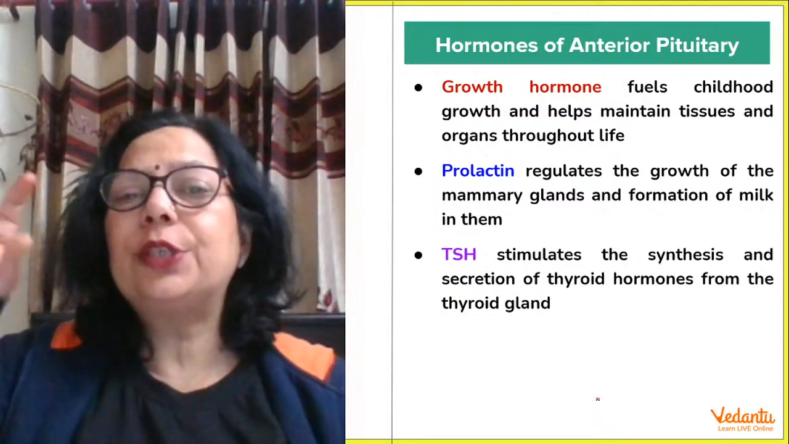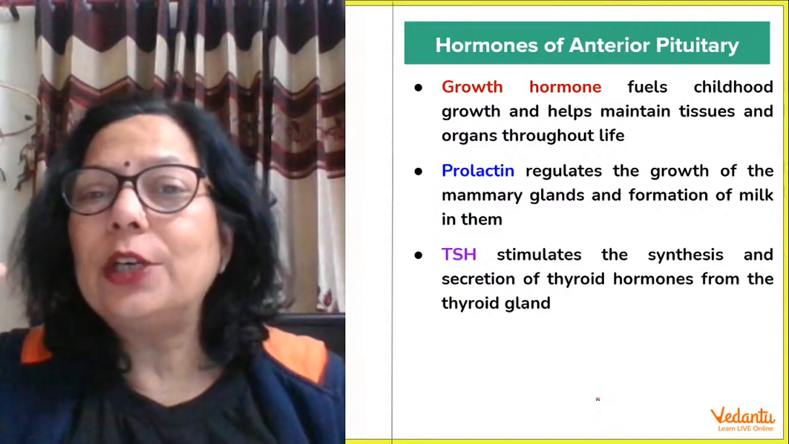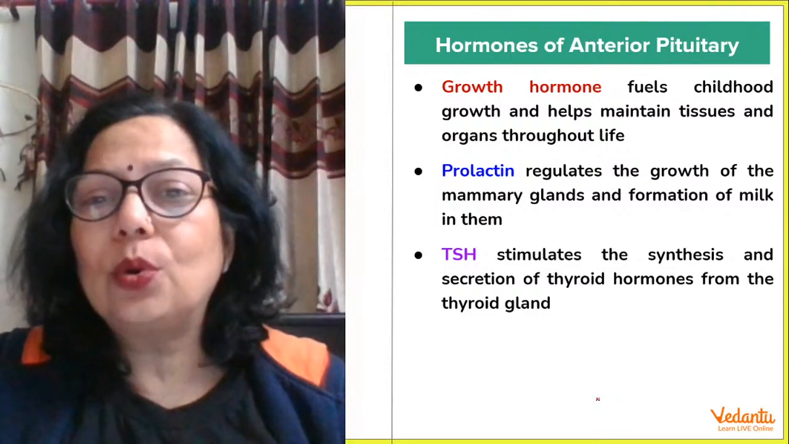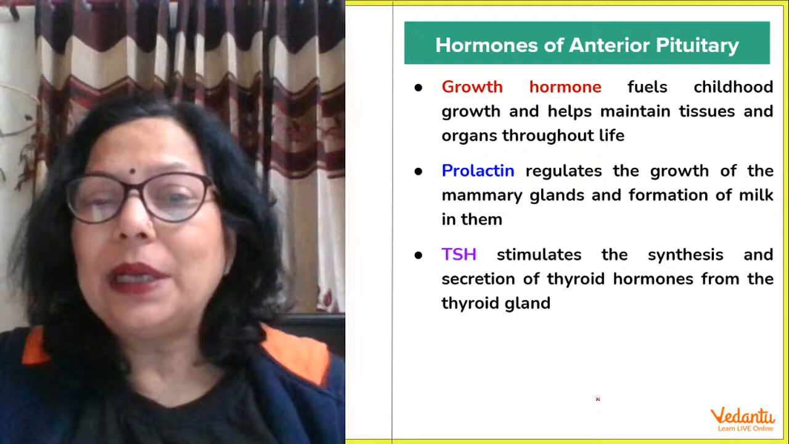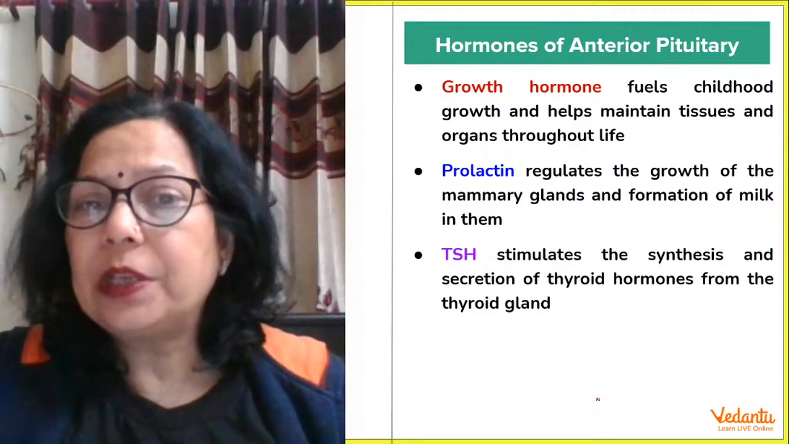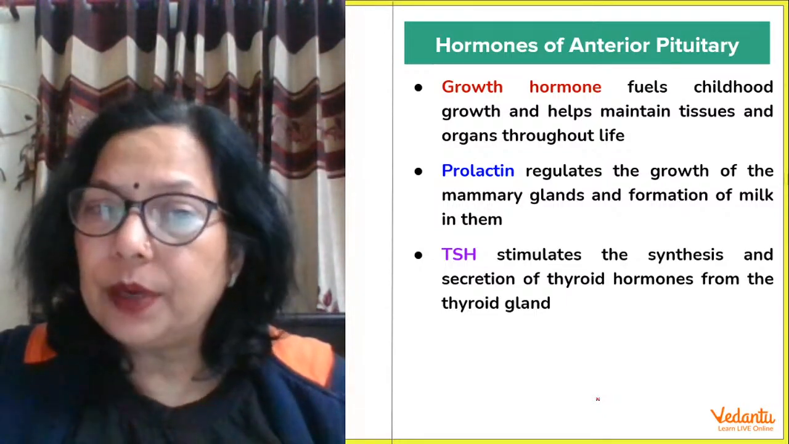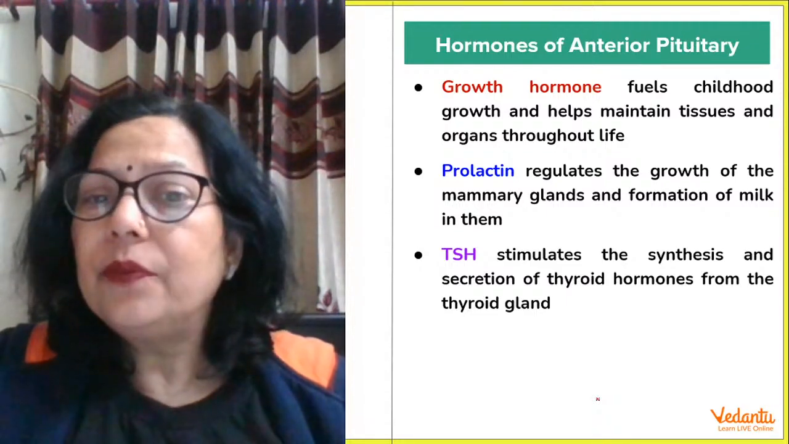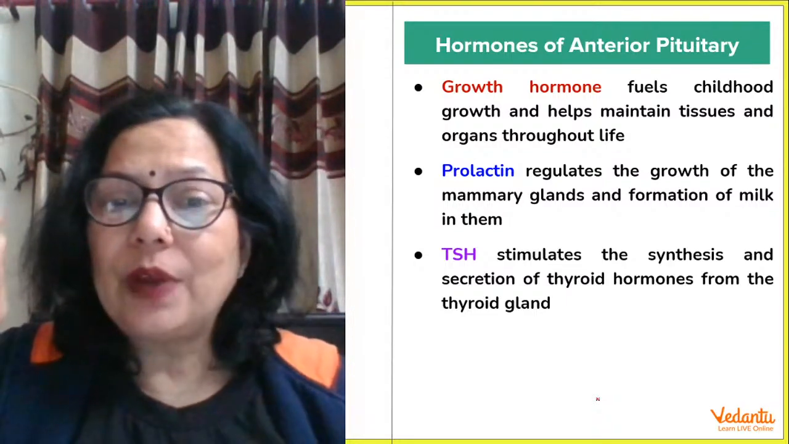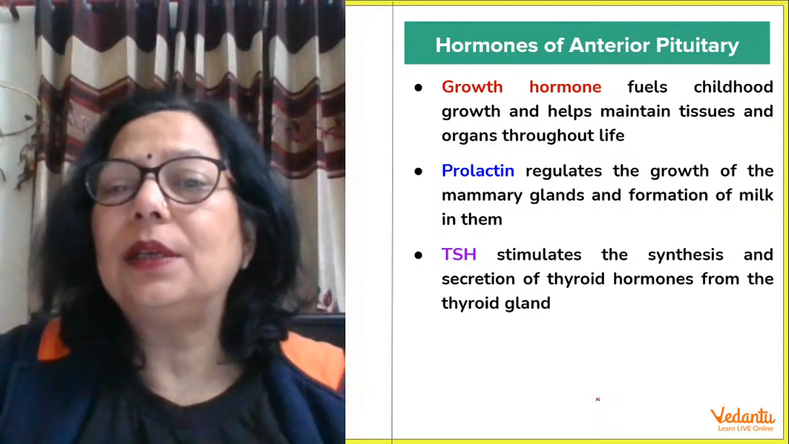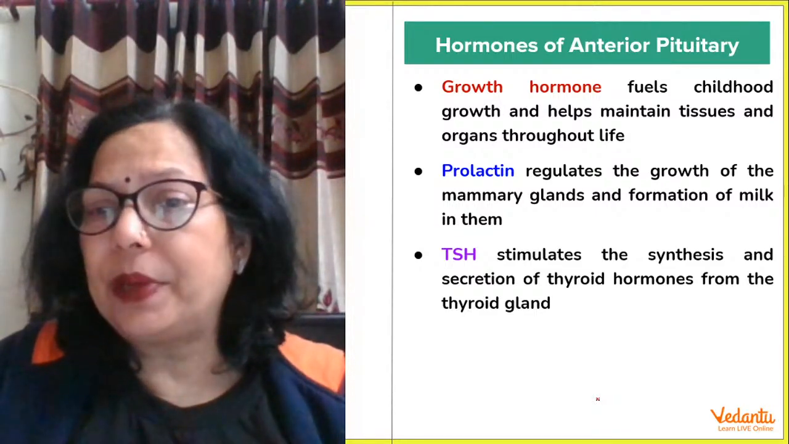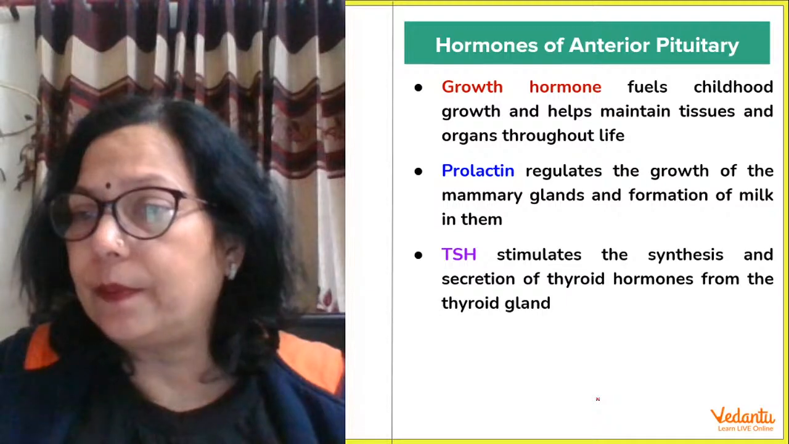So growth hormone fuels childhood growth, GH, or we call it somatotropic hormone. It is secreted by anterior pituitary. Second is prolactin, which regulates the growth of the mammary glands and formation of milk. When the mother gives birth to a baby, she feeds her baby with her own milk, the breast milk. In the breast of the female there are mammary glands. Who makes milk form in them? Prolactin. It becomes active at the time of pregnancy, and as soon as the mother delivers the child, prolactin regulates the growth of mammary glands and continuous formation of milk in them, right?